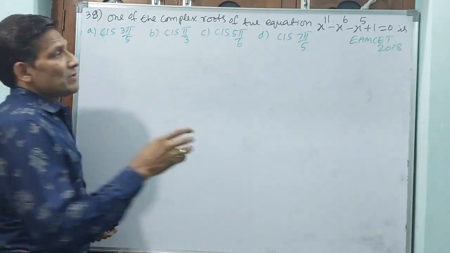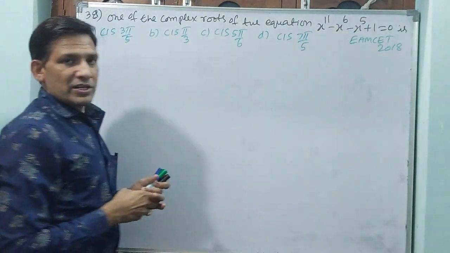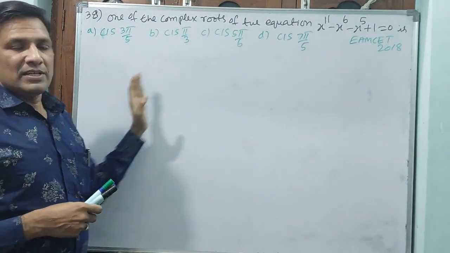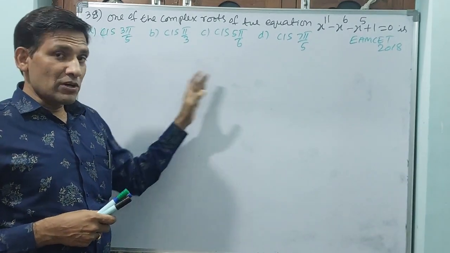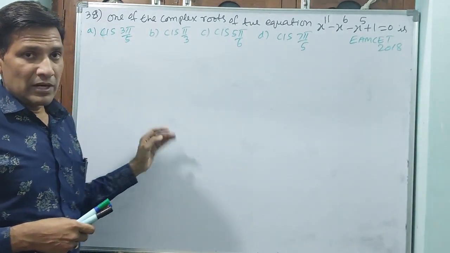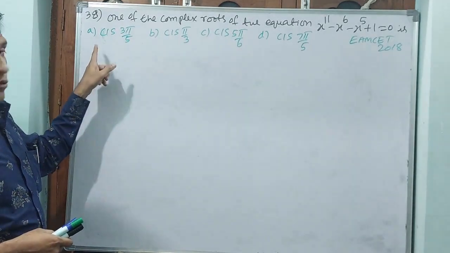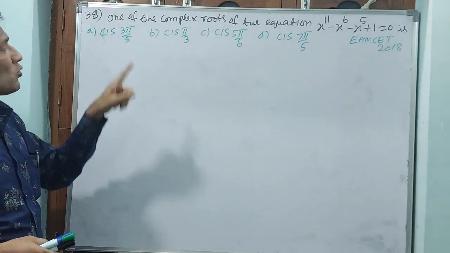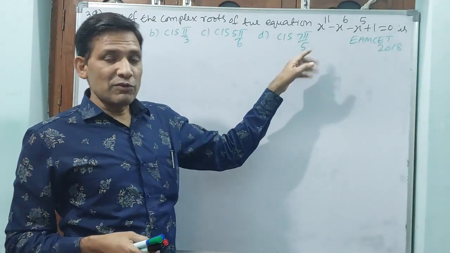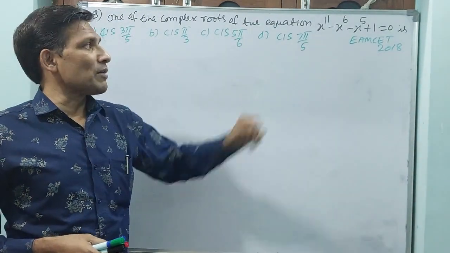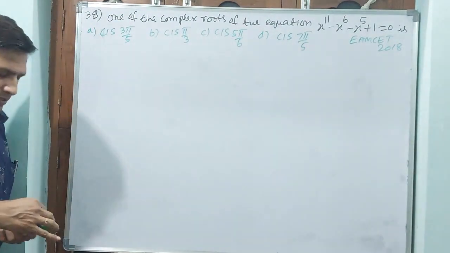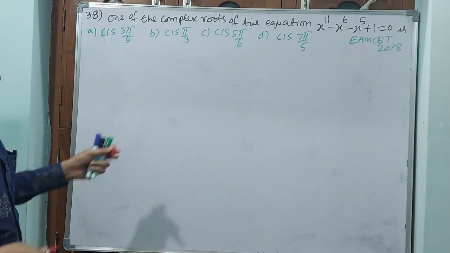See, actually, if you solve this equation, x power 6 and x power 5 will come. That means 6 roots and 5 roots will come. Total 11 roots will come. 1 or 2 roots may match. But at least one root you should match with these 4 options. Which root is matching, that root you have to put as the option. Eamcet 2018 question. See how I am tackling this equation.